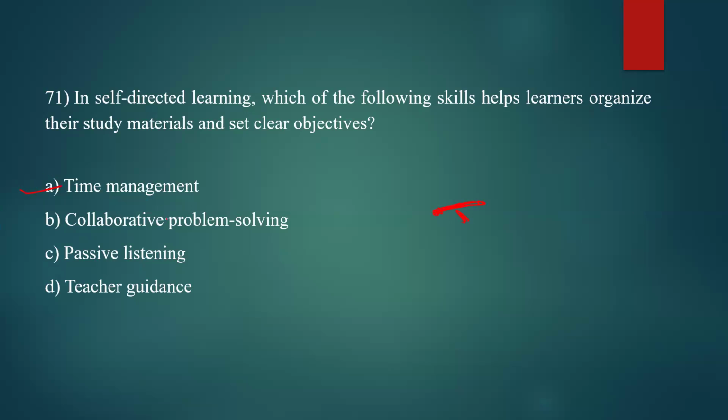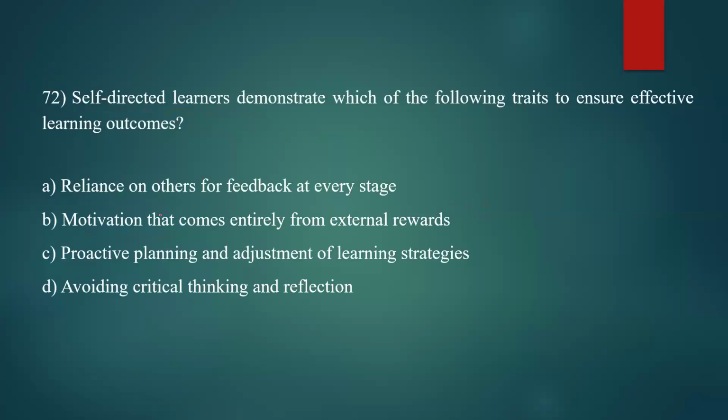Why have they not chosen collaborative learning? Earlier we said collaborative learning is the best skill. Why? Because here it is about self-directed learning. For self-directed learning, we need time management. Is collaborative learning self-directed learning? No, that's group study. It's not self-study. So for self-study, we need time management. That's the best one. There is no need for teacher guidance, and it is not passive learning.